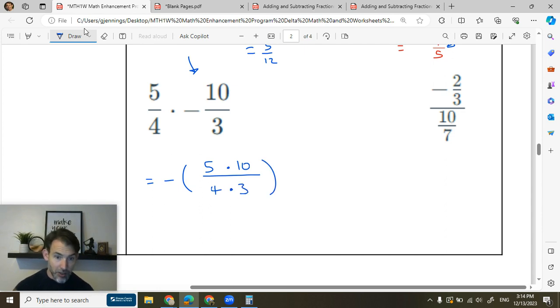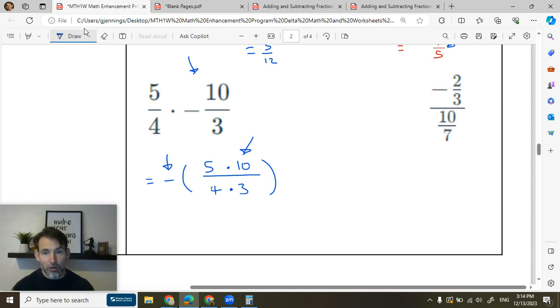I can hear some of you saying, where did that negative go? Was the 10 negative? Was the 3 negative? Or was the whole thing negative? Okay, you're all asking the wrong question. The answer is going to be negative because you're multiplying a positive thing by a negative thing. So just know that the answer is negative and do the multiplication. It's the easiest way, I believe.